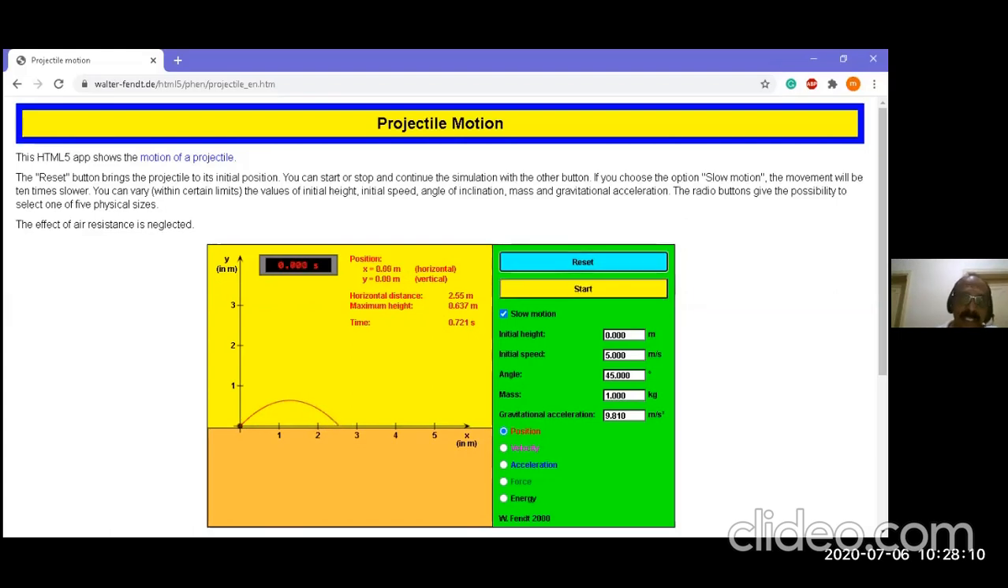Okay, now I'm resetting. Again, you look here. While it was going here, you see one red line was moving along the horizontal direction. That shows horizontally how much that object is covering. At the same time, vertically one line is there. That shows vertically how much it's going.